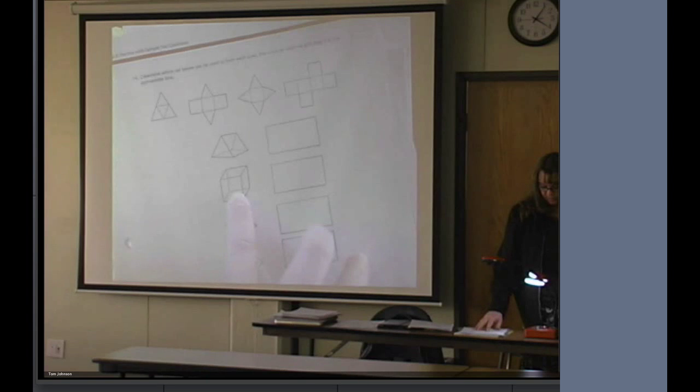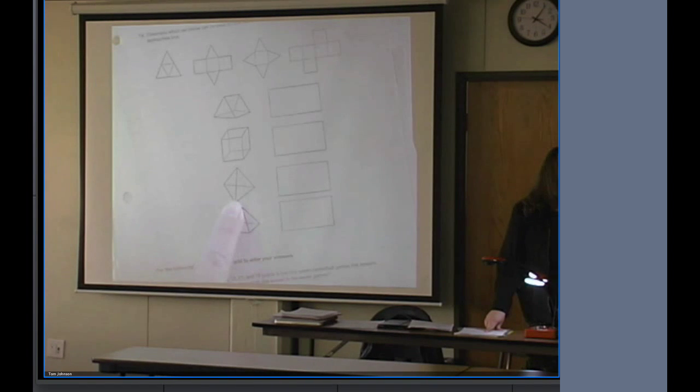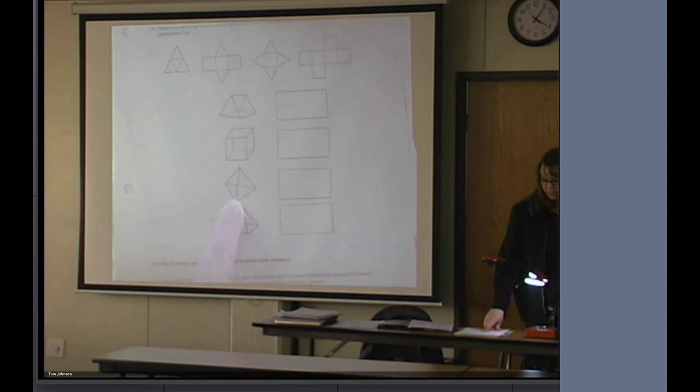This would be our cube. This one would be a triangular pyramid. Now the reason why it's a triangular pyramid is because I have a triangle as a base and it forms a pyramid because it goes to a point at the top. And this one then would be a rectangular pyramid because our base is a rectangle.